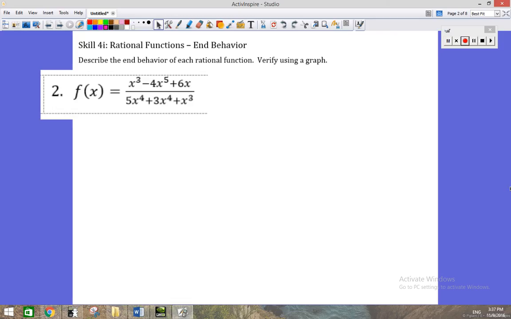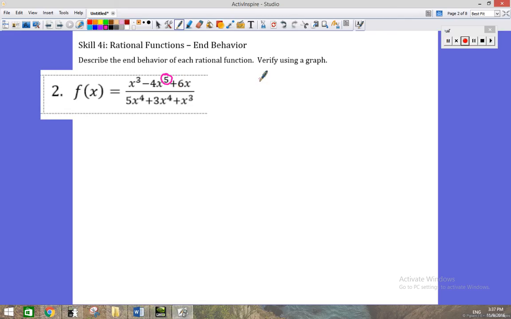Whenever you compare two values, if you are comparing two numbers a and b, there's only three possibilities. Either a is less than b, or b is less than a, or a is equal to b. So when we compare the degree of the numerator against the degree of the denominator, it always falls into one of three categories.